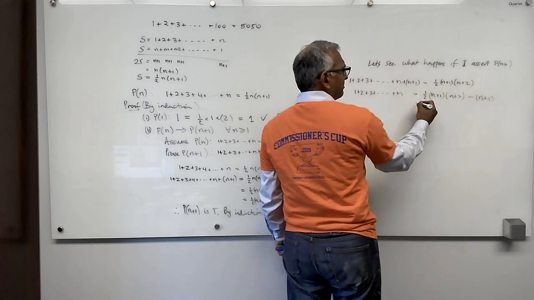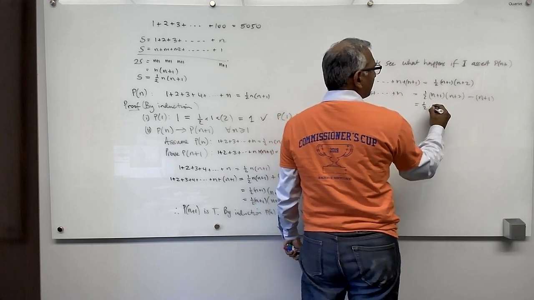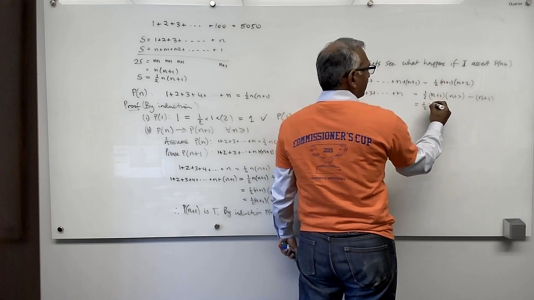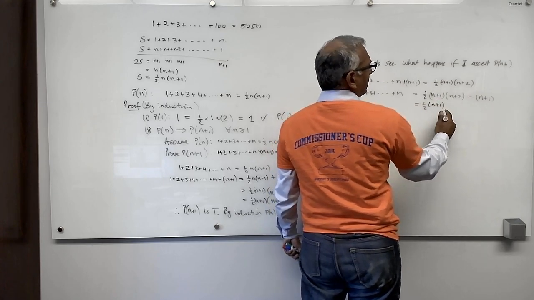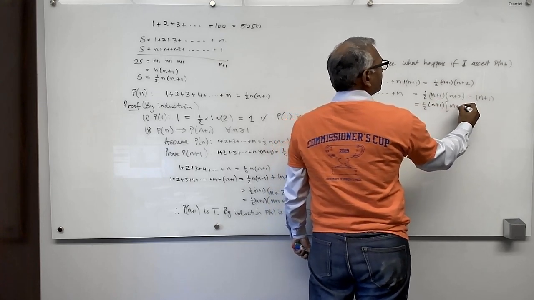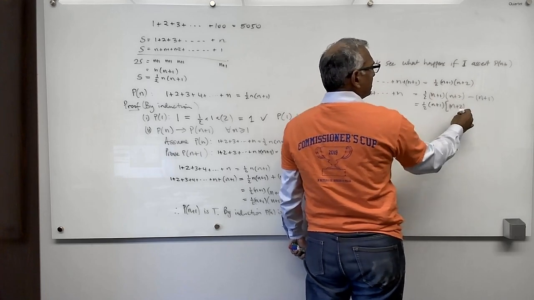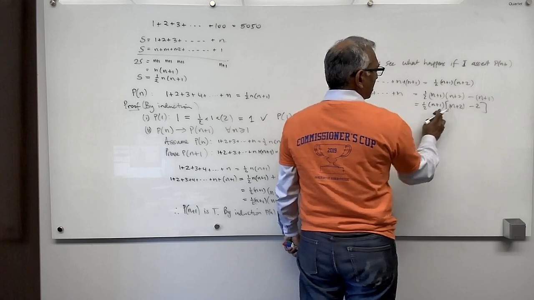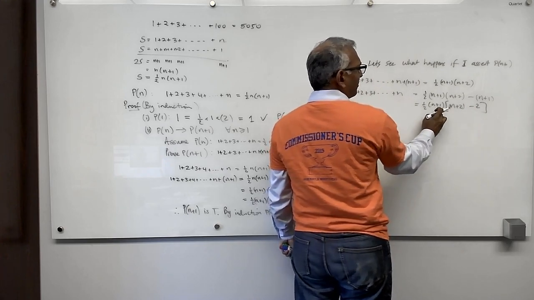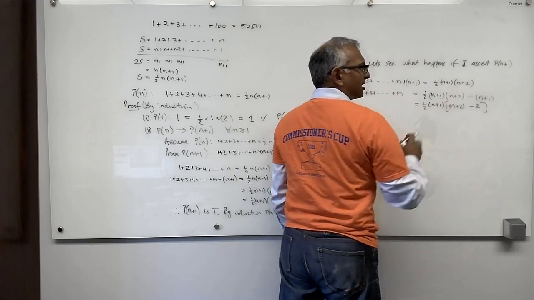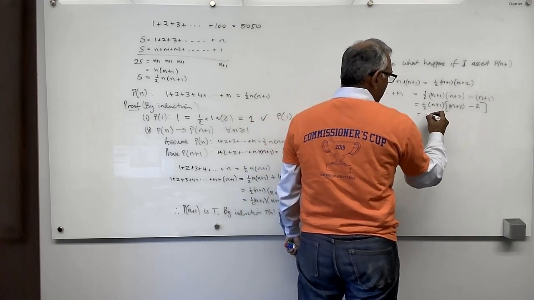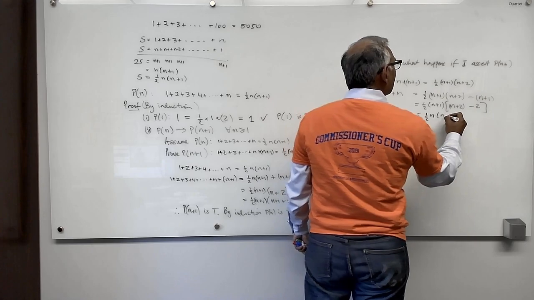Now let's do some basic algebra. That's equal to 1 half n plus 1 times, once I factor it out, n plus 2, and a minus 2. The minus 2 cancels out with this 2, so 1 half n plus 1 times minus 2 gives me minus n plus 1. So that's basic algebra. Now let me simplify. n plus 2 minus 2 is n. So this is 1 half n, n plus 1.